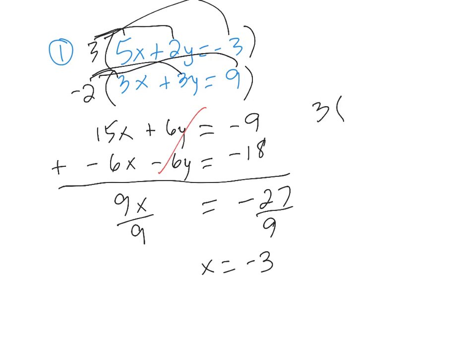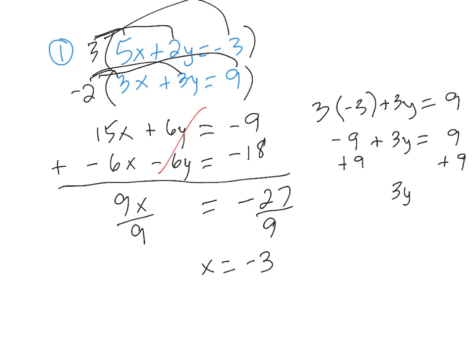So 3, switch out the x for negative 3, plus 3y equals 9. 3 times negative 3 is negative 9, plus 3y equals 9. We want to get y by itself, so I'm going to add 9 to both sides. 3y equals 18. In order to get rid of 3, we're going to divide by it. Y equals 6. So my solution is negative 3 comma 6.